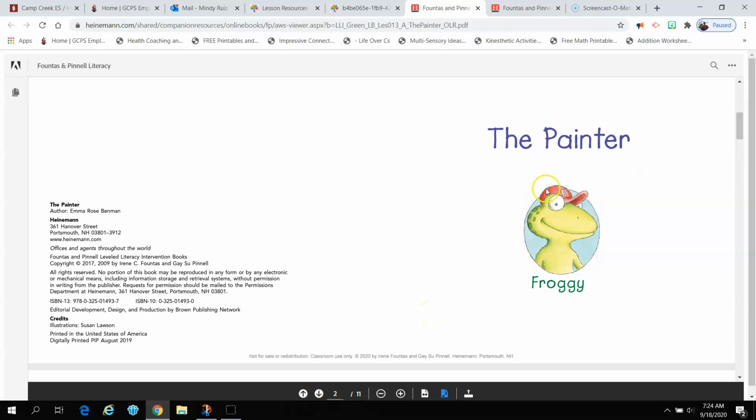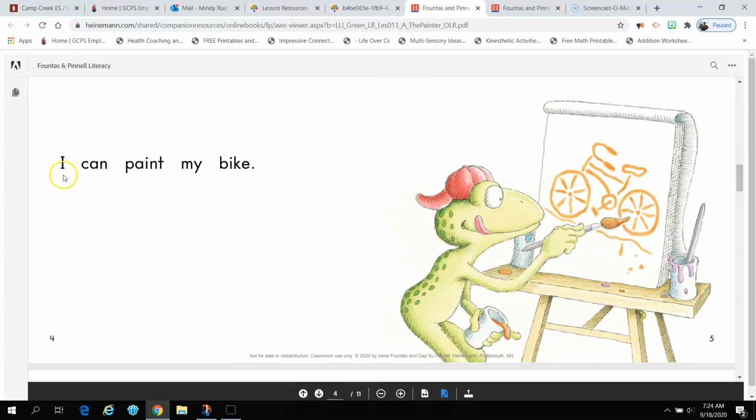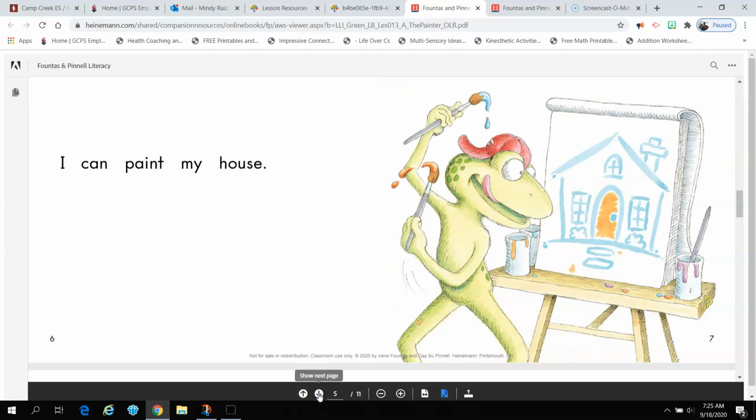All right, let's go back to the beginning and we're going to read the pages. So this is our title page. Let's read the title, The Painter. And who's the character in our book? Froggy. Okay, point under the words as you read. I can paint my chair. I can paint my bike. Now on this page, I'm just going to point and I want you to read.